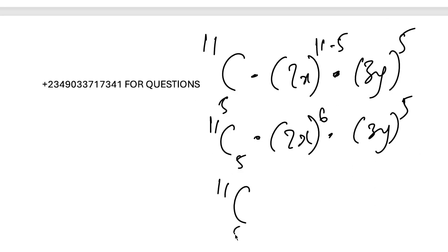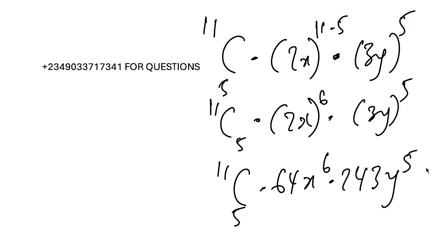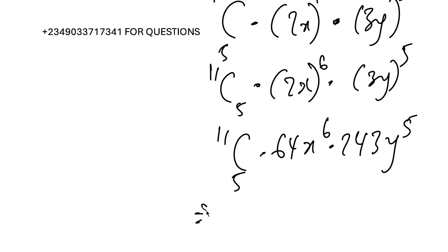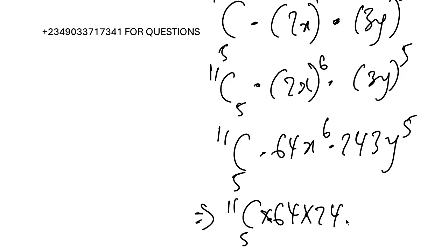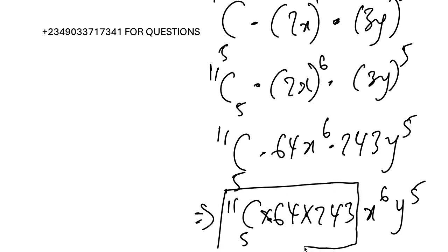So it will be 11 combination 5. 2 to the power 6 is what? 64. x^6. 3 to the power 5 is what? 243. y^5. So in the exam, they may just give you this, because for you to start multiplying this is tedious. So 11 combination 5 times 64 times 243, and then x^6 y^5. So if you are asked in the exam what the coefficient is, this will be the answer.